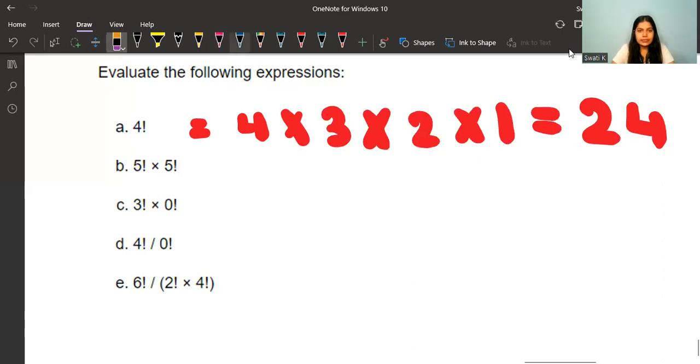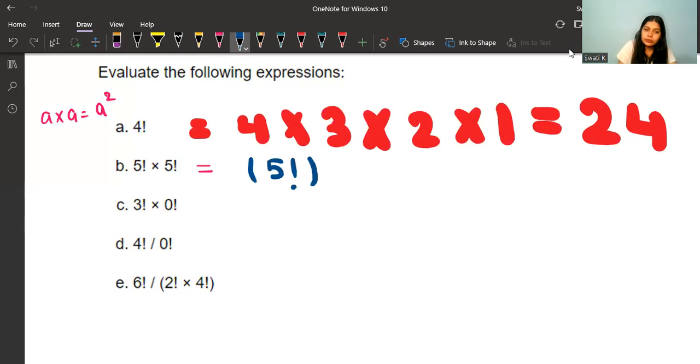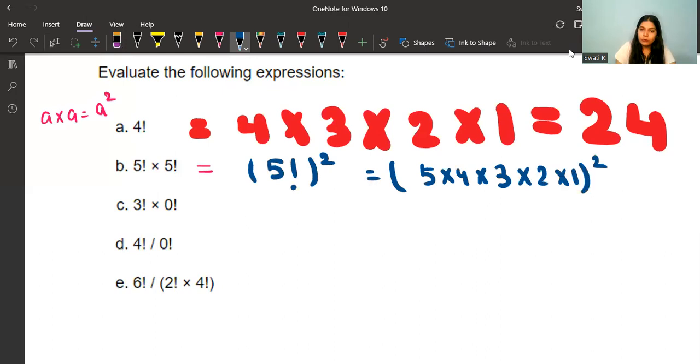The next is 5 factorial times 5 factorial. The very first thing that we will do is, what is a into a? We all know that a into a we can write as a raised to the power 2. Similarly, 5 factorial into 5 factorial is 5 factorial raised to the power 2. We know how to solve 5 factorial: 5 into 4 into 3 into 2 into 1, and then square it. 5 into 4 is 20, 20 times 3 is 60, 60 times 2 is 120, and 120 times 1 is 120. So 120 whole square. Now what is 120 whole square? I know 12 square is 144, and then we have 2 zeros. So it's 14,400. That's the answer.